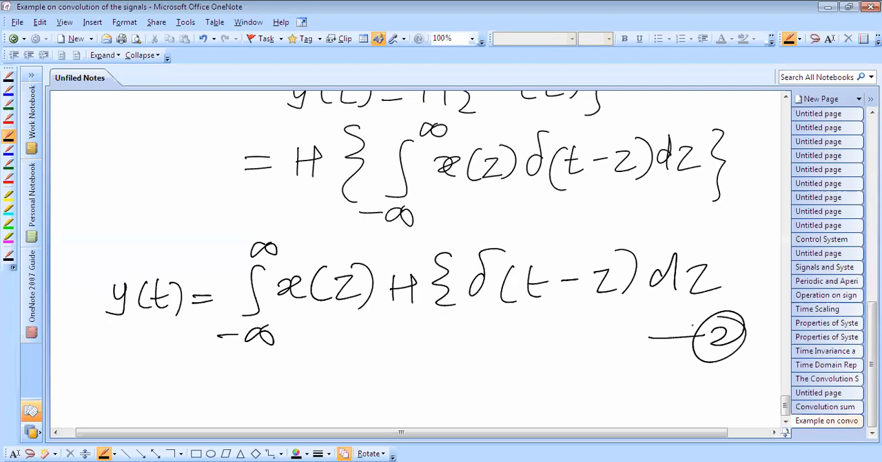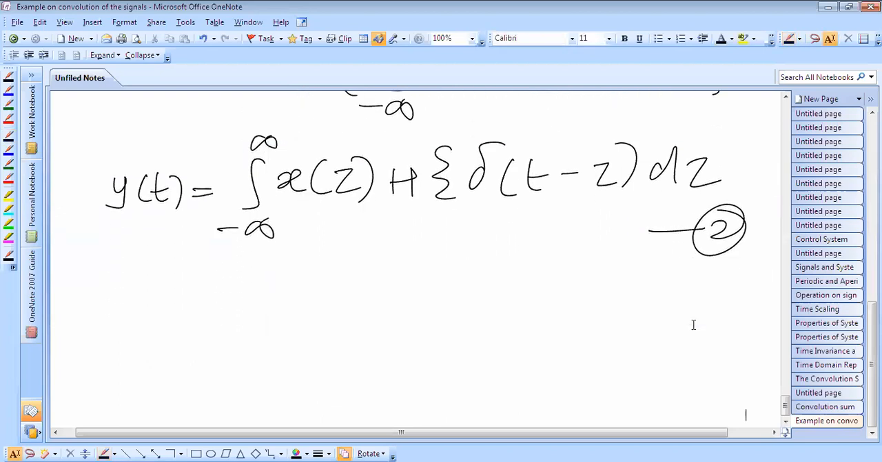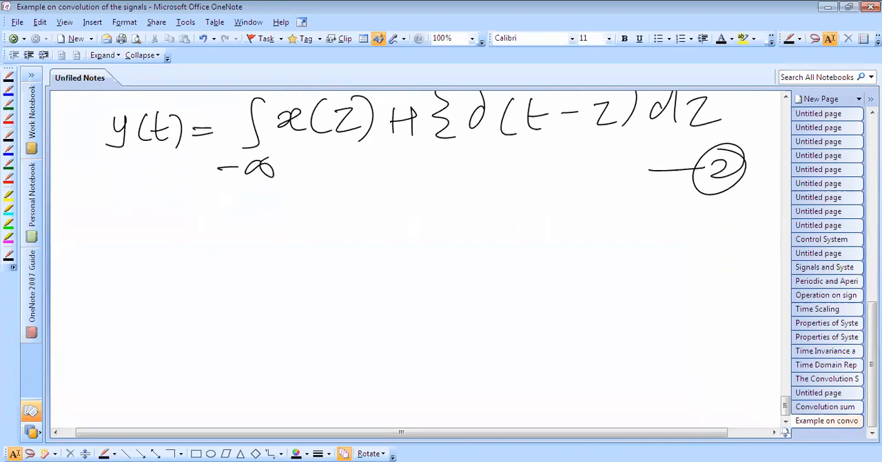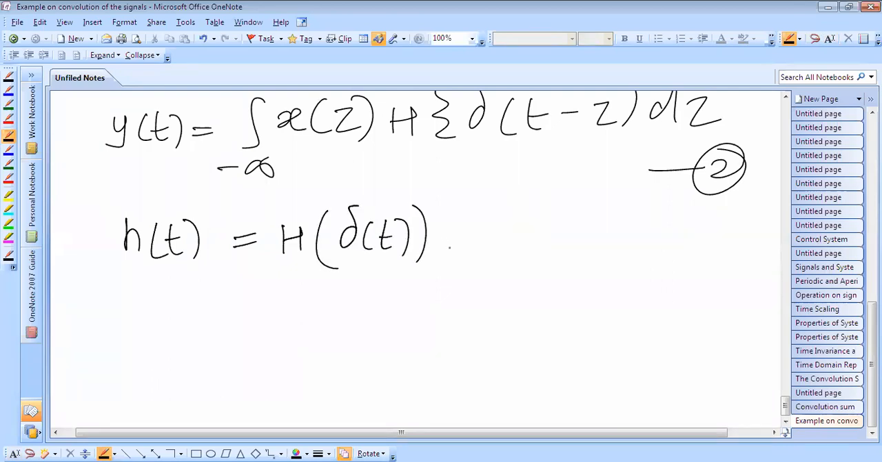So here we define the impulse response. Impulse response is nothing but h of t. We have defined the impulse response h of t is equal to H of delta of t as the output of the system in response to the unit impulse input. This is the system impulse response to the unit impulse input.